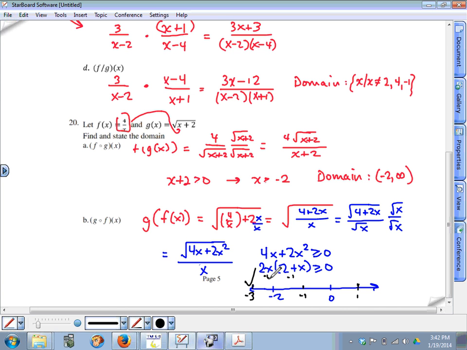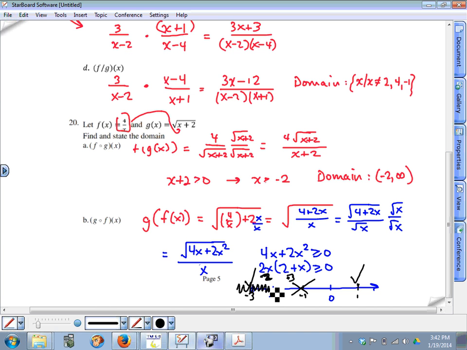If you plug in negative 1, then 2 times negative 1 is negative 2. 2 plus negative 1 is just a positive 1. Negative 2 times 1 is negative 2, which is not greater than or equal to 0, so this interval didn't work. And then positive 1: 2 times 1 is 2, 2 plus 1 is 3, 2 times 3 is 6. 6 is greater than or equal to 0, so that interval checks out as well.